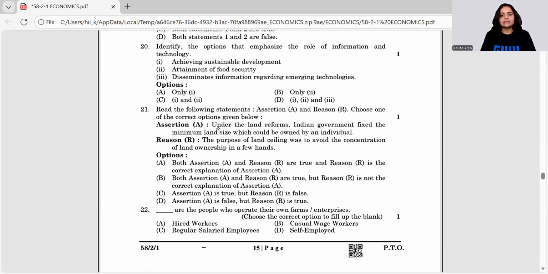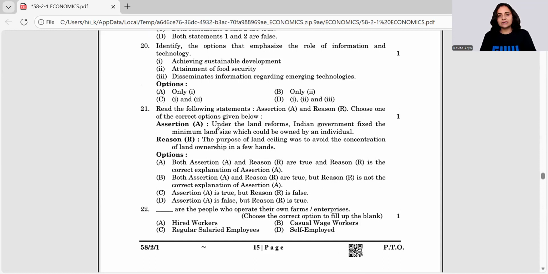Next question says, identify the option that emphasizes the role of information and technology. Achieving sustainable development, correct. Attainment of food security, right. Disseminates information regarding emerging technologies. So all the three are correct. Hence, the correct answer becomes D.